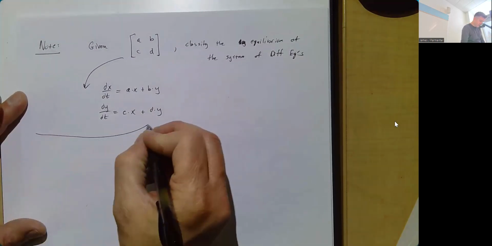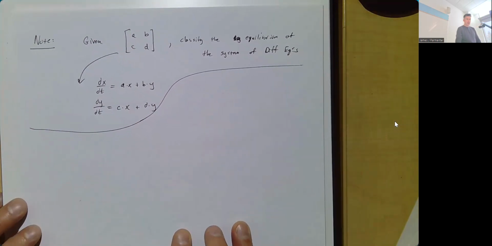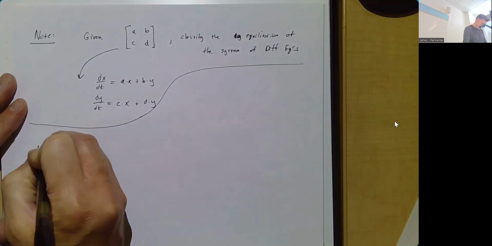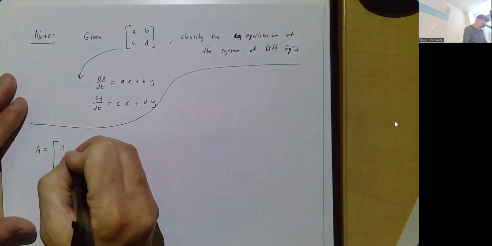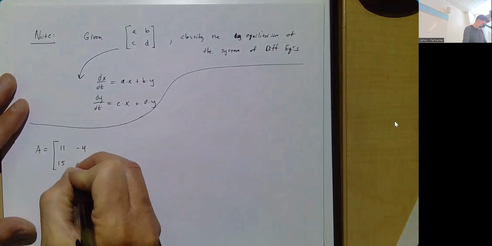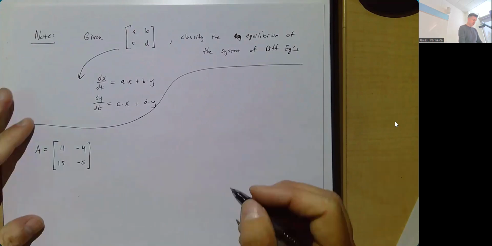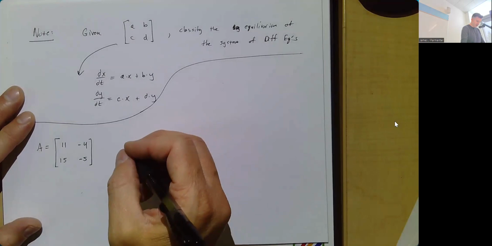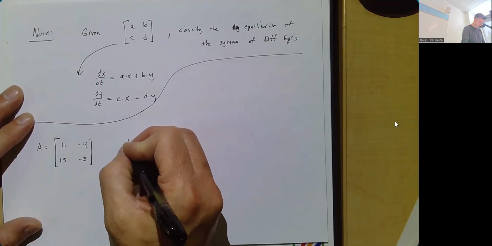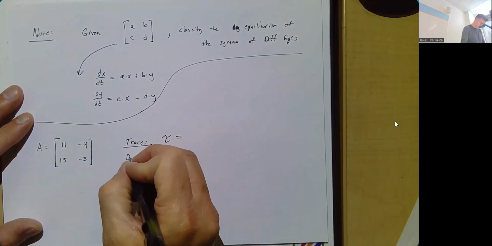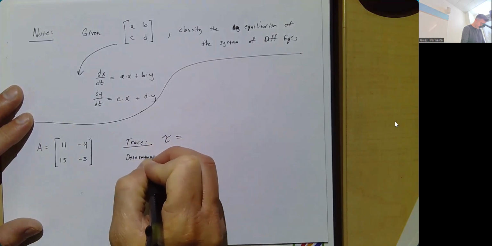All right, so let's start with some examples here. And we'll approach some of these both ways just so we can talk about how you would see it either way. So let's say our matrix was A equal to 11, -4, 15, -5. I'll talk about the trace determinant method first. So I want all of you to find both the trace, which we usually label as tau, and the determinant, which we label capital delta.